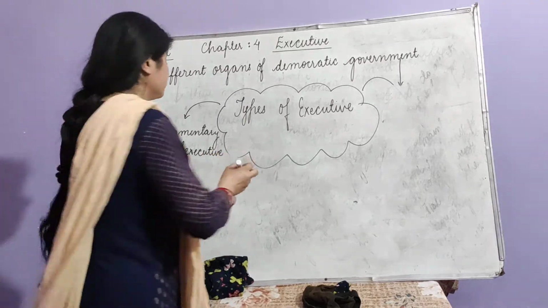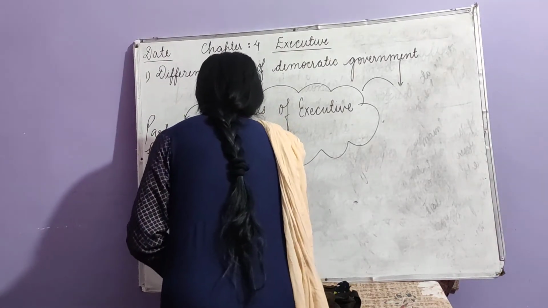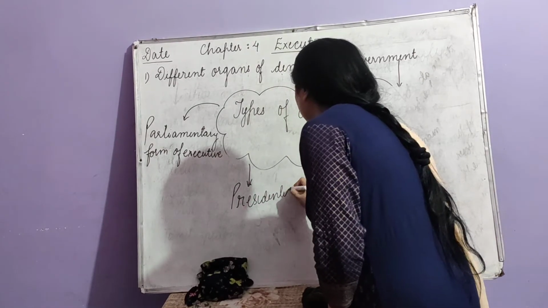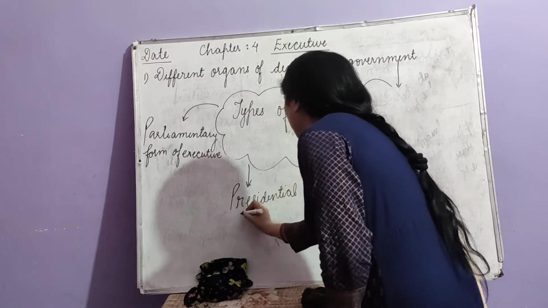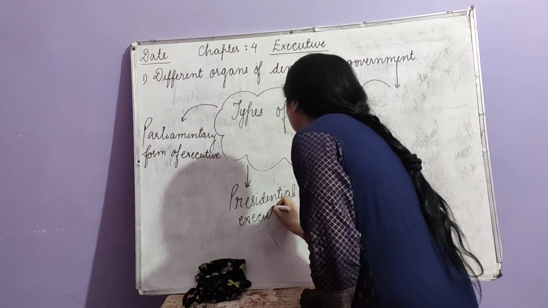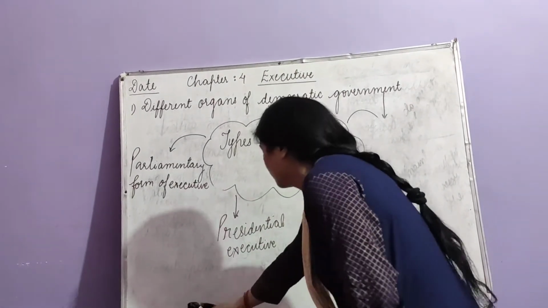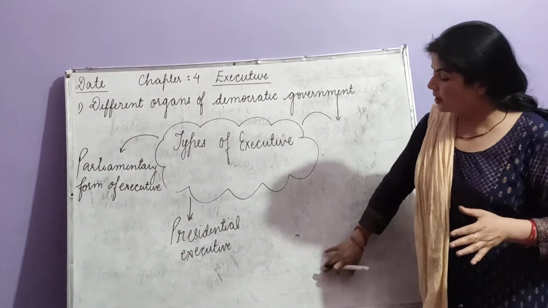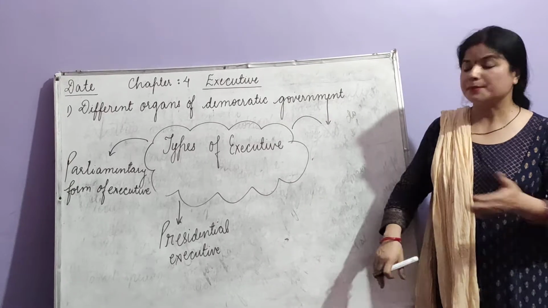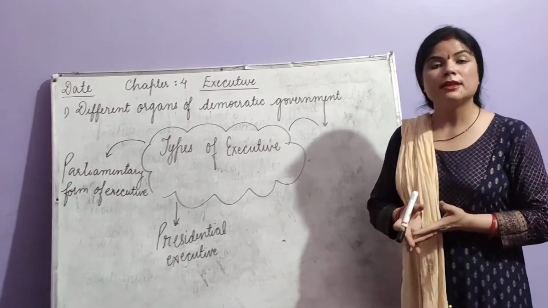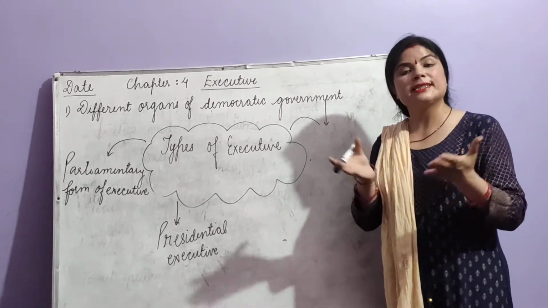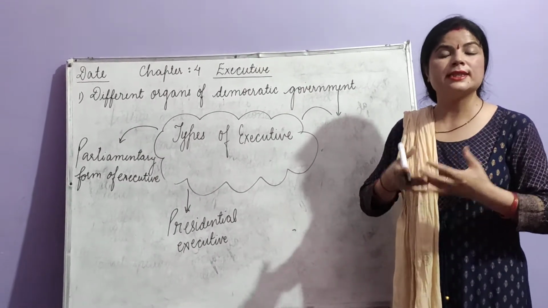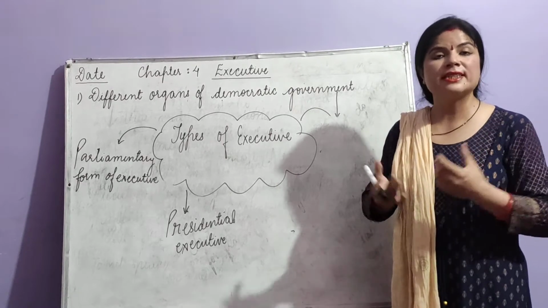Second is presidential executive. Students, under this form of executive, that is presidential executive, what happens? The whole power lies in the hand of President only. All the decisions can be taken by President only.